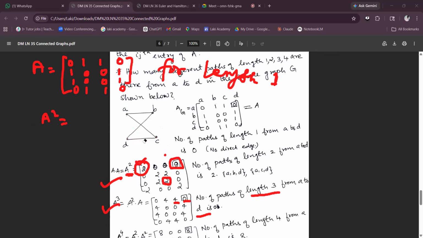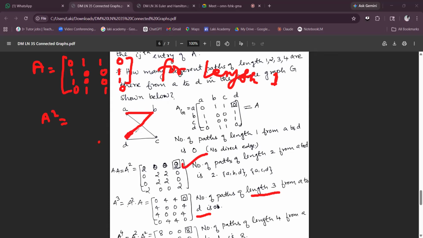Sir, but they gave path of length 3 from A to D. Where? 0 they gave. Yes, because you have to go from A to D in three walks. Three walks means covering three edges. Can you go? No. From A to D, this is first step, second step. In two steps you can go.